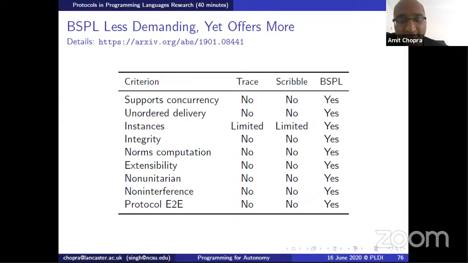So BSPL satisfies all of these criteria. In fact, it is less demanding. And one way to think about it is that it's less demanding of the environment in what it needs to work correctly, and yet it can express a larger variety of protocols.